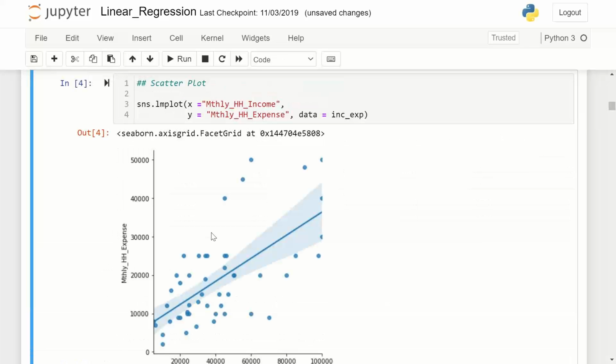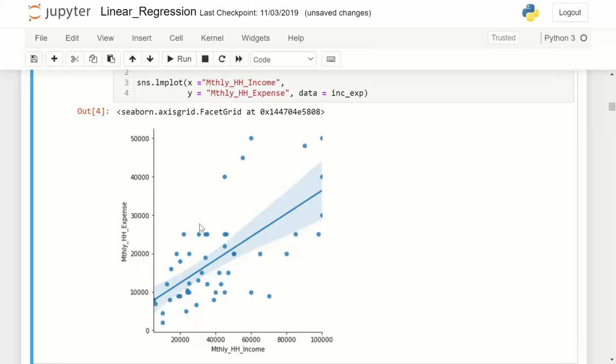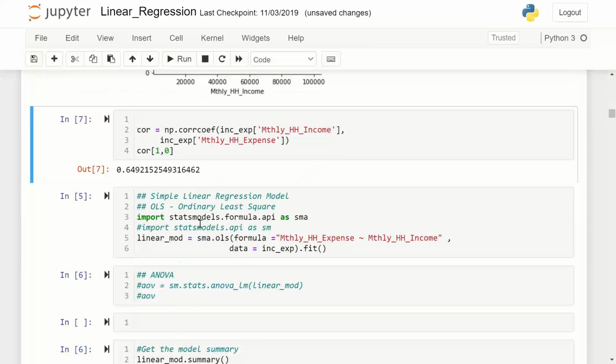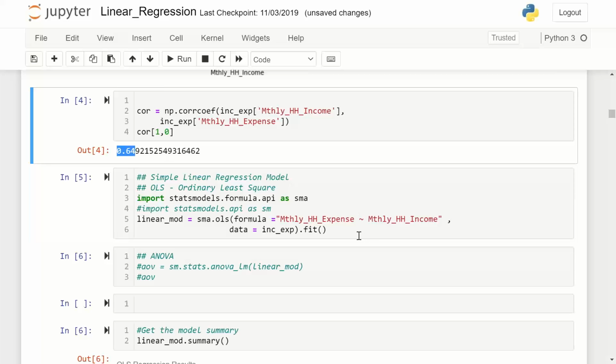We have already seen that whenever we build a regression, we should first visually see. I'm not getting into those things now. Correlation is there. Note down the correlation, 0.64. Let me just run the code in sequence. Shift enter, then shift enter. This is 0.64. Remember this number. We'll come back to this number later.